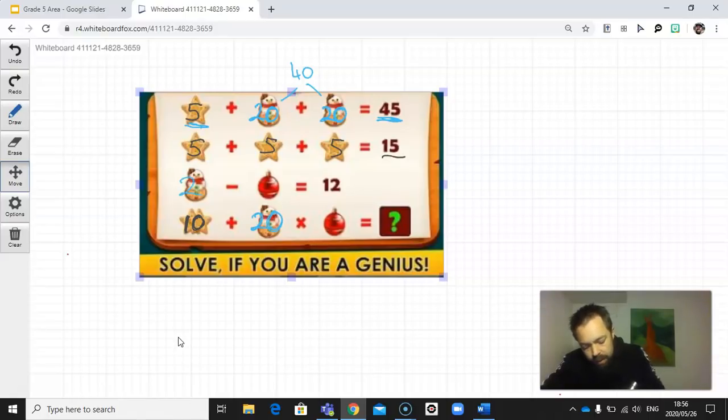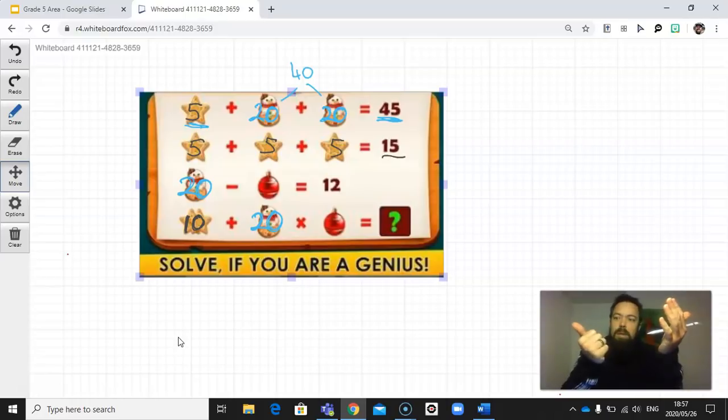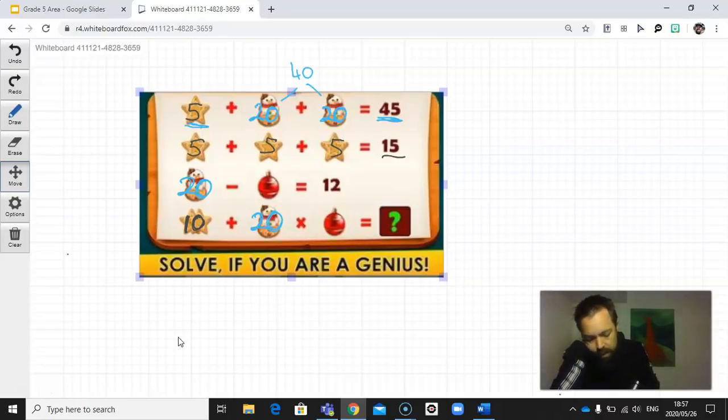So the only thing we still need to work out is the bauble, that little red thing. We've got a subtraction problem here. What color should we use for this? Let's go with green. Okay, so 20 minus something gives me 12. I think we've done plenty of these in mental maths. So 20 minus what gives me 12? You can count backwards if you can't see this one immediately. So 19, 18, 17, 16, 15, 14, 13, 12. So 20 minus 8 gives me 12. So I now know that my bauble is worth 8, and I can put my bauble in over here.